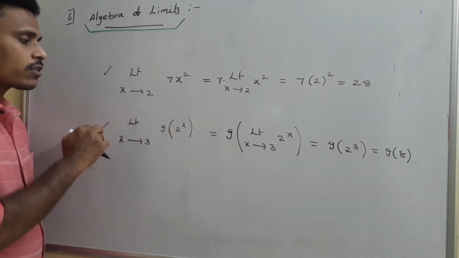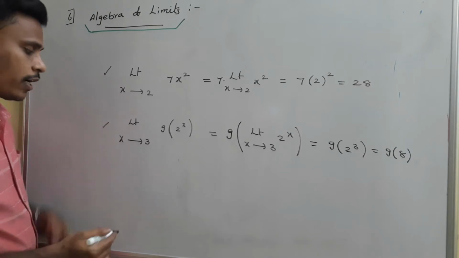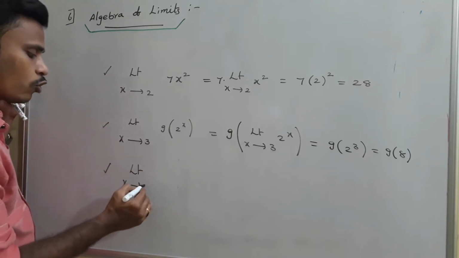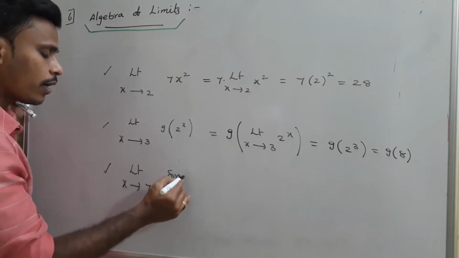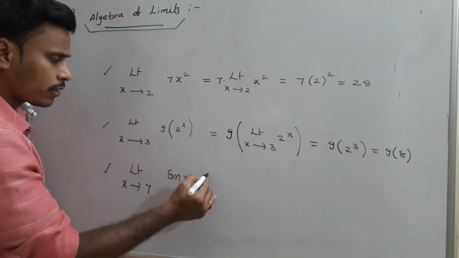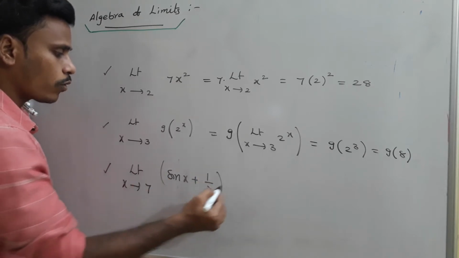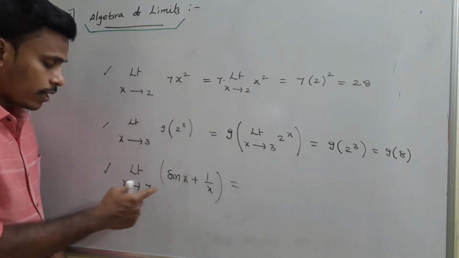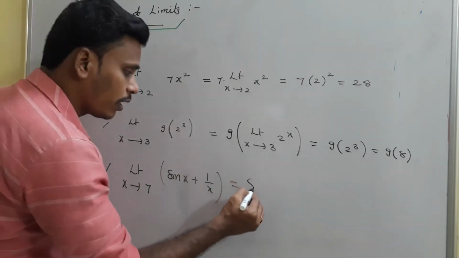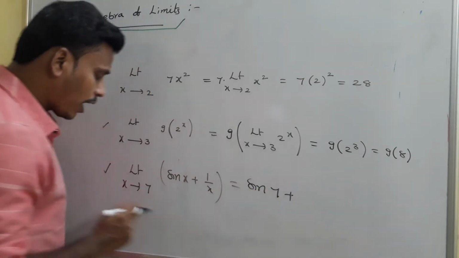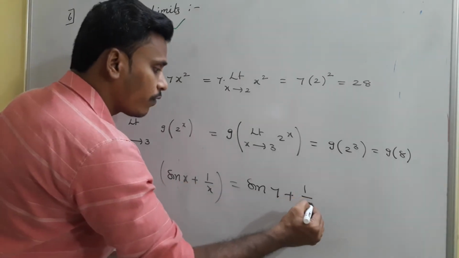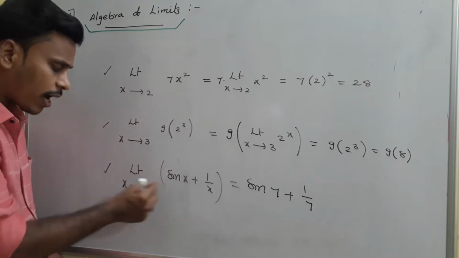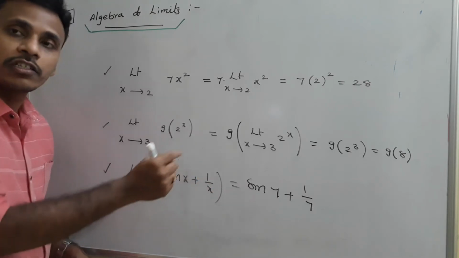So to answer these types of problems, we need a little knowledge related to the algebra of limits. For example, limit x tends to 7 of sin x plus 1 by x. If this is your problem, as per algebra of limits, we have a chance to split. Replace x with 7 in the first one, it becomes sin 7. And if you replace x with 7 here, it becomes 1 by 7. So for addition, you just apply the limit to the two functions separately.